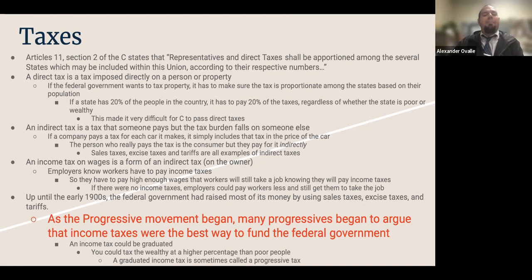So, up until the early 1900s, the federal government had raised most of its money by using sales taxes, excise taxes, and tariffs. As the progressive movement began, many progressives began to argue that income taxes were the best way to fund the federal government. An income tax could be graduated, meaning it has different steps. You could tax the wealthy at a higher percentage than the poor, obviously. And a graduated income tax is sometimes called a progressive tax.